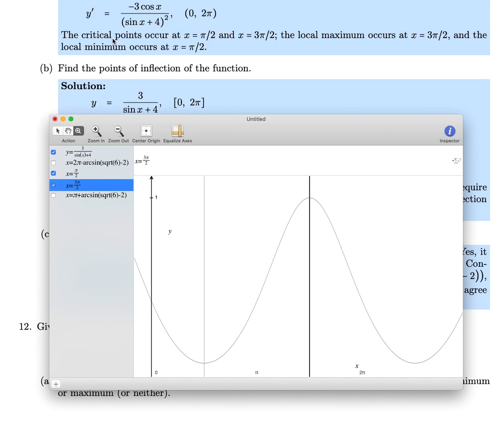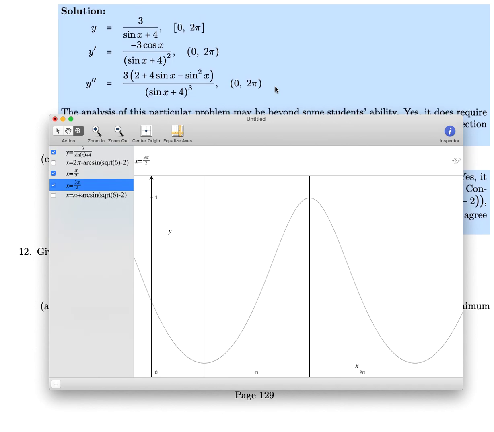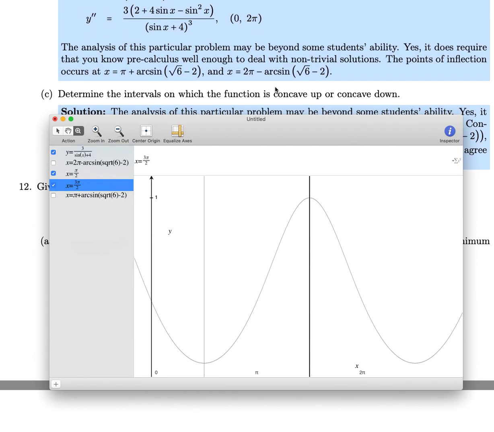Again, we did this paper and pencil. It wasn't a difficult one, but the critical points, reading it, pi over 2, 3 pi over 2. Local maximum occurs at 3 pi over 2, and the local minimum occurs at pi over 2. And then over here, we got the second derivative, and we found 2 critical points for that as well.